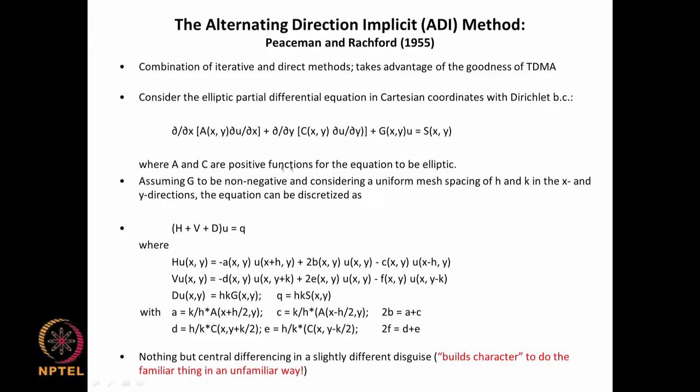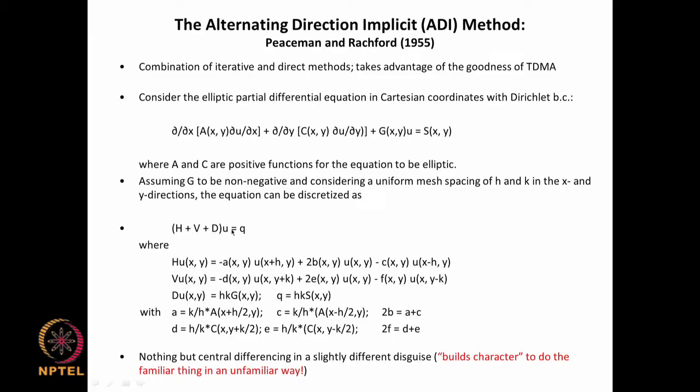So this is a generic elliptic partial differential equation in Cartesian coordinates in 2D, and a and c have to be positive functions for the equation to be elliptic. If g is assumed to be non-negative, and considering a uniform mesh spacing of h and k in the x and y directions, this equation can be discretized as H plus V plus D times u equal to q, where H, V and D are operators.